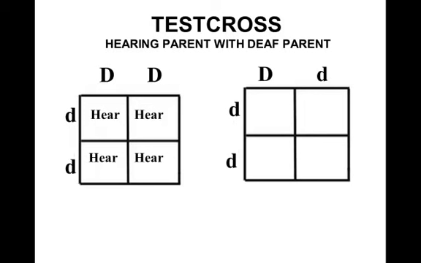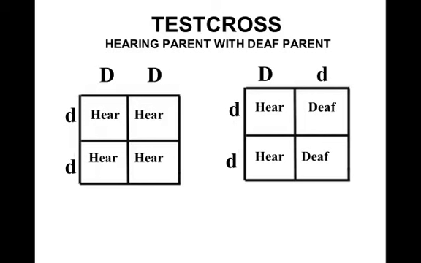If the unknown parent is Big D, and you cross it with a homozygous recessive, you have the possibility of producing some deaf puppies. So if I do a test cross and I get some puppies that are deaf, it tells me the parent genotype had to have that little d. This kind of cross only really works one direction though.